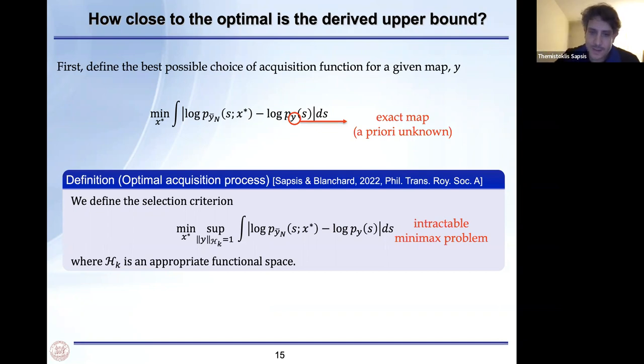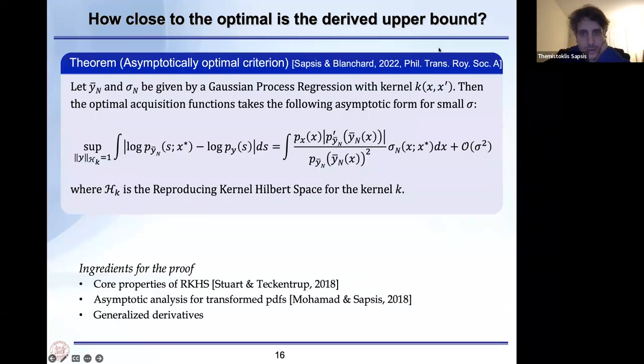So that's the quantity we want to minimize if we want to do things optimally. Now, computationally, this is obviously an intractable minimax problem, infinite dimensional in one variable, high dimensional in the other variable. We don't want to mess with it. So we were able to show this nice result that asymptotically, meaning for sufficiently small sigma, you can prove that this supremum of the difference is exactly equal to this weighted version of the posterior standard deviation. Let's see it more carefully.